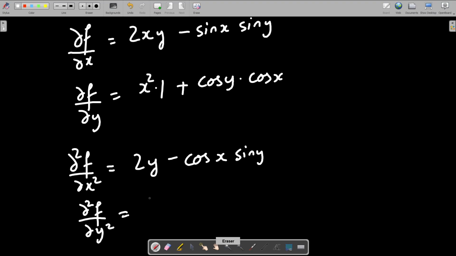Do the same thing with the other one: the derivative of this with respect to y. Is there any y term here? No, x squared is a constant, so the derivative will become 0. And here there is a y term and an x term. So treat the x term as a constant and take the derivative only of the y term. This is going to give me sin y into cos x. So this is what I have over here.